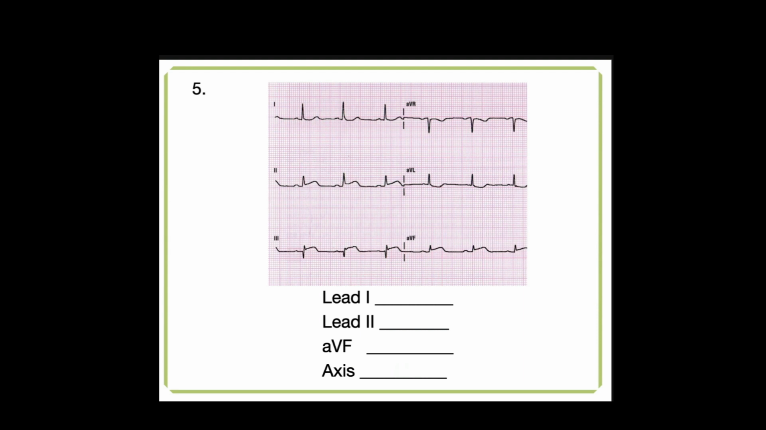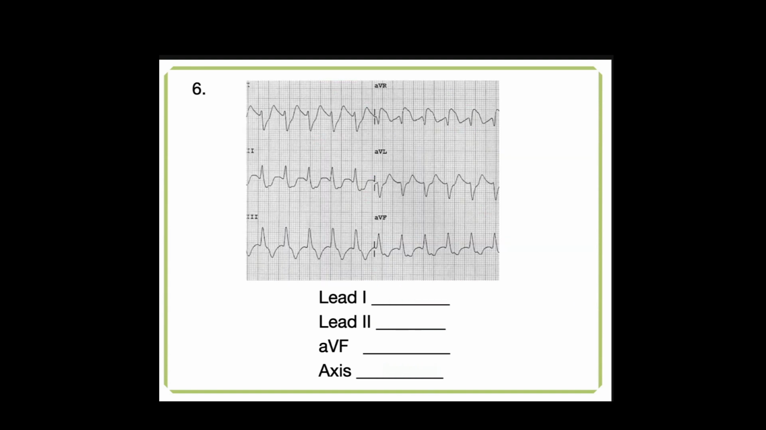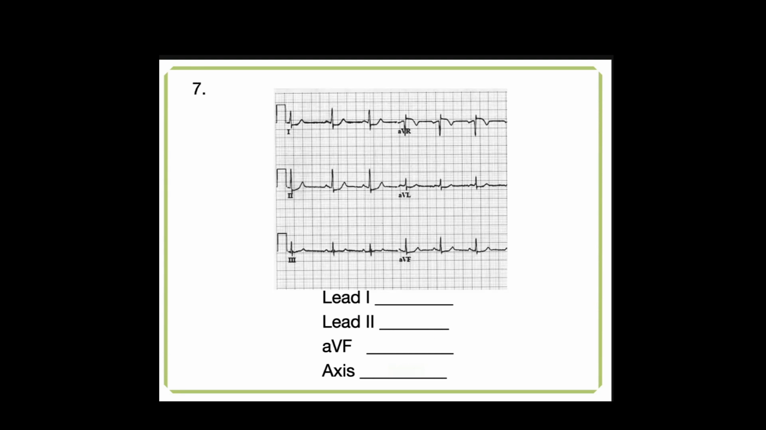Okay, Chris, number 5, please. 1 and 2 are positive, so it's normal. Okay, and number 6, please. 1 is negative, and AVF positive is normal. Is what? Normal? Not if lead 1 is negative. Right axis. Yeah, there you go. That, by the way, is a 12 lead we'll look at later, but that's a TCA overdose right there.